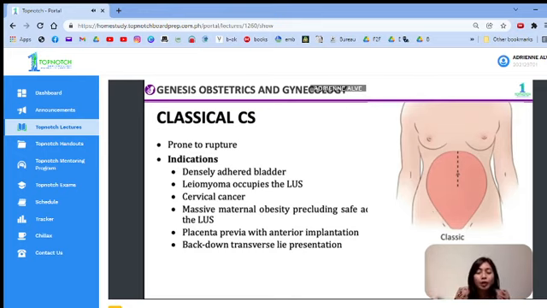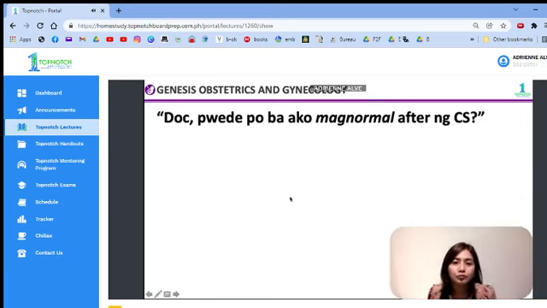However, kapag back down siya at nag-low transverse incision ka sa lower uterine segment mo, hindi mo ma-access yung fetal parts. Therefore, mahihirapan ka mag-deliver ng baby kapag LTCS. That is why, for back down, we do classic CS, okay? Yun yung mga indications natin for classical cesarean section. So again, kapag may classical CS ka, hindi ka pwedeng mag-vaginal birth after cesarean section because of the high risk of uterine rupture. So sino yung mga pwedeng normal after CS?